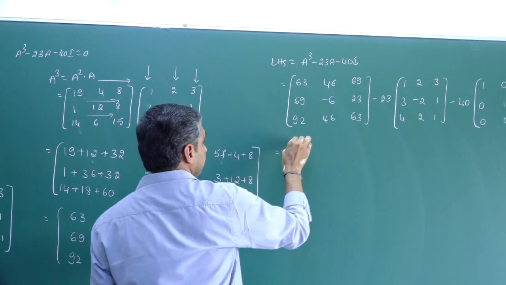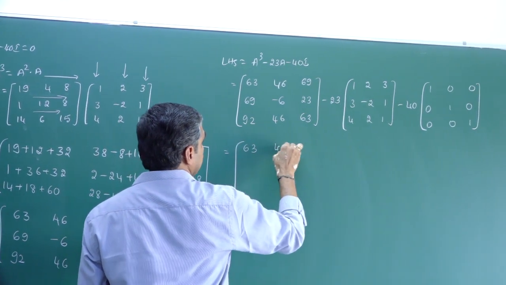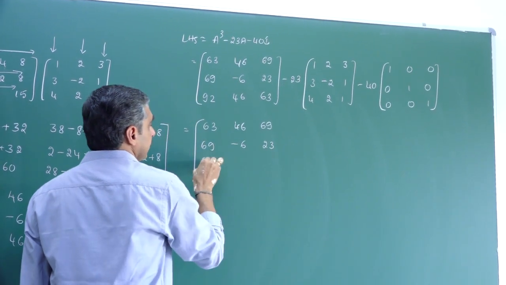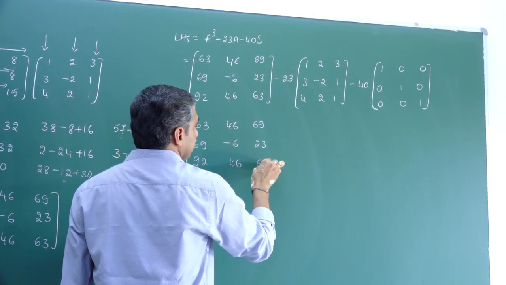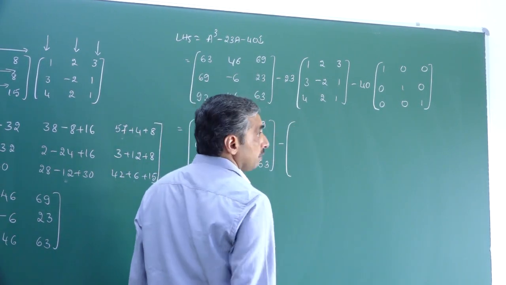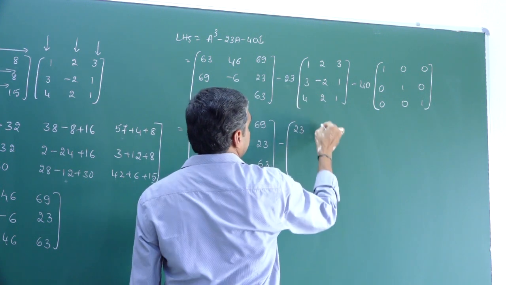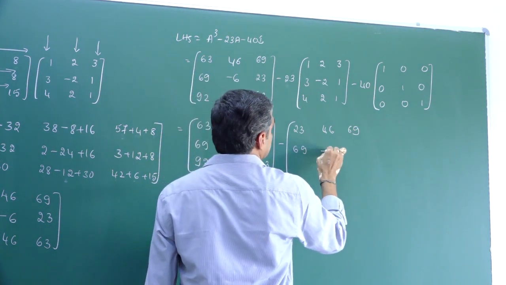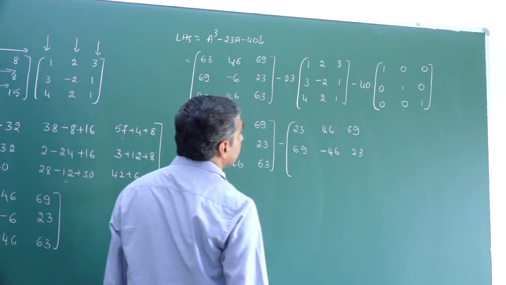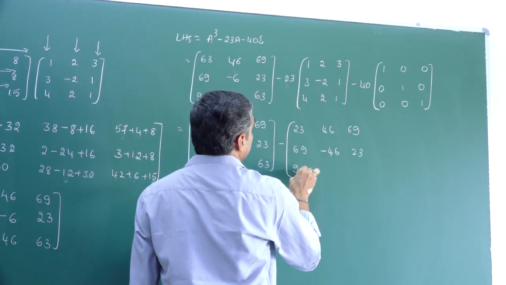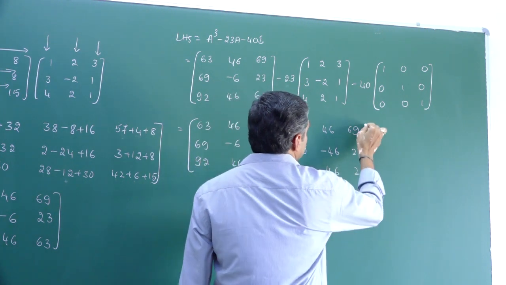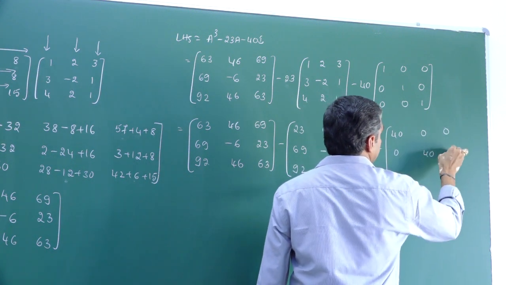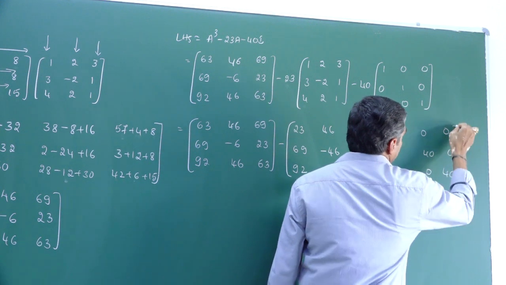So now 63, 46, 69, 69 minus 6, 23, 92, 46, 63, minus 23. Ones are multiplied by the scalar 23, twos are, threes are, 23 minus 2, then 23 fours are 92, 23 twos are 46, 23 ones are 23 minus 40, giving 40, 0, 0, 0, 40, 0, 0, 0, 40.